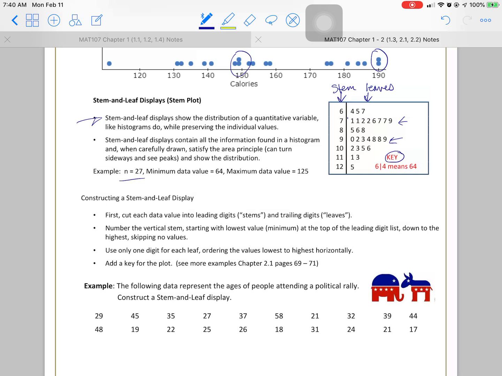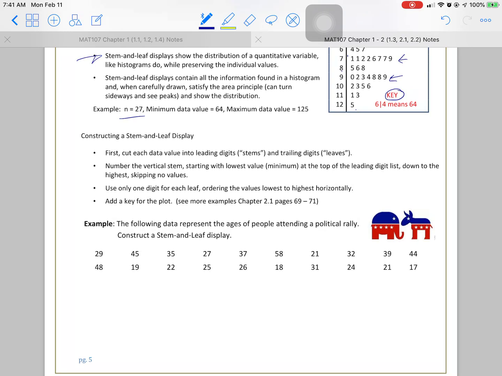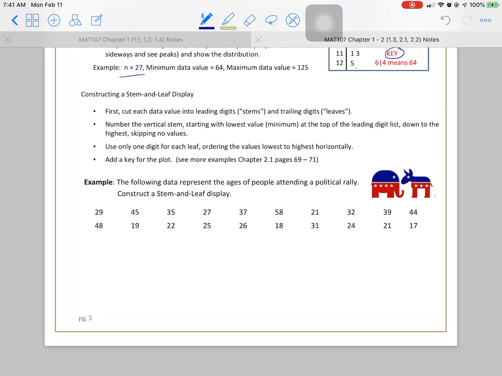So n is 27. If you count all the leaves up, you're going to get 27. The minimum data value was 64. The maximum data value is what? It goes all the way down from 6, 7, 8, 9, 10, 11, 12. And there's only one leaf on the 12 stem, so 125. So that's the maximum value. That's how you read these things. So let's see if we can make our own stem and leaf out of the following data.